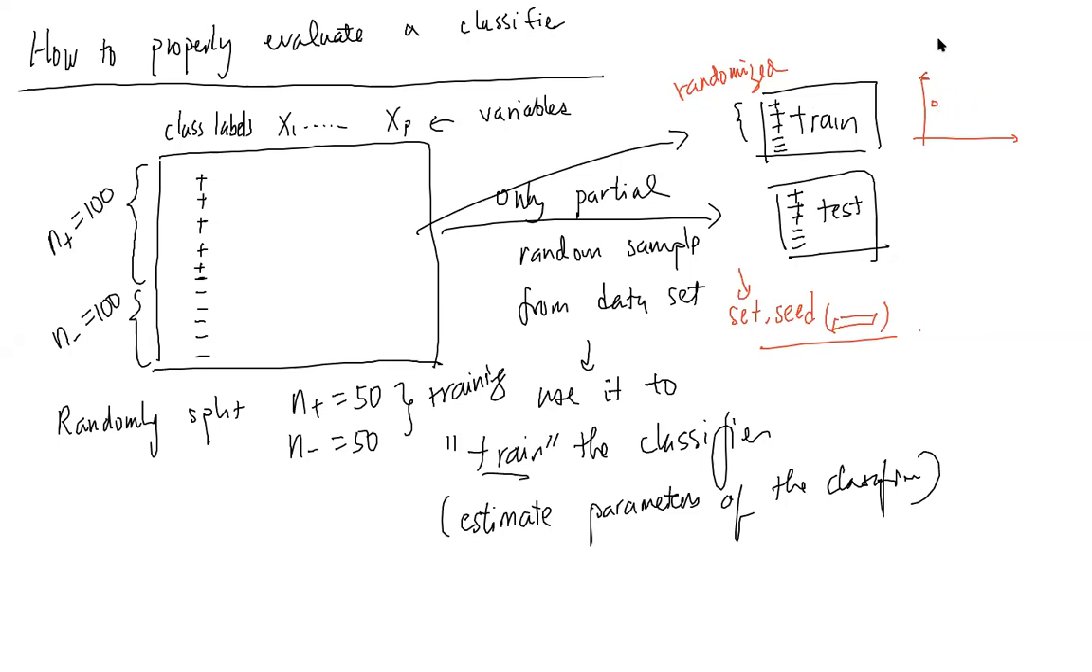They use plus and minus, yeah. Okay. So you may actually estimate the, maybe this is the decision boundary, right?